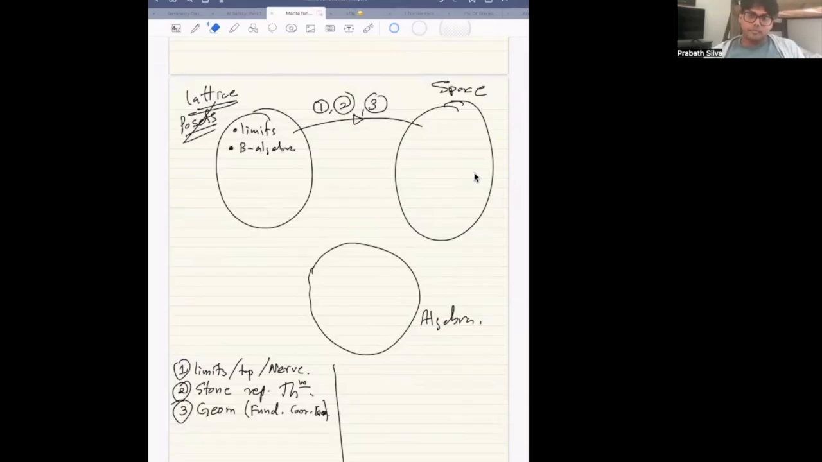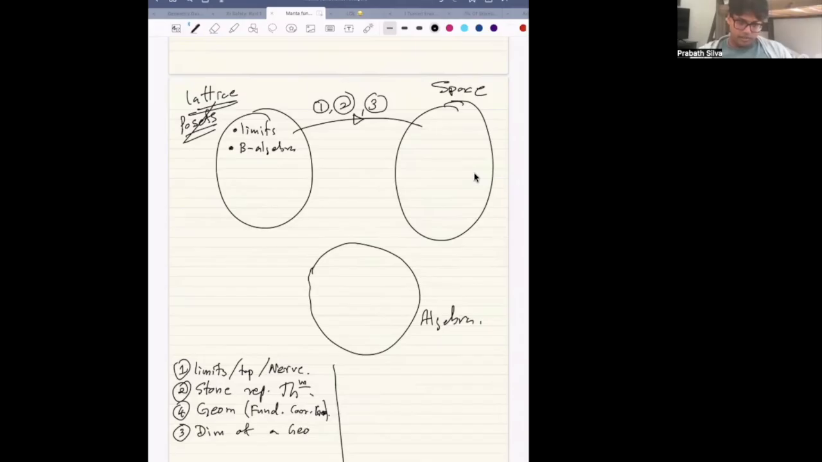Okay, and before, let me call this thing 3. Before doing that, we will define the dimension of a geometry, which is an easier thing, and then we'll prove the one from the algebra side.